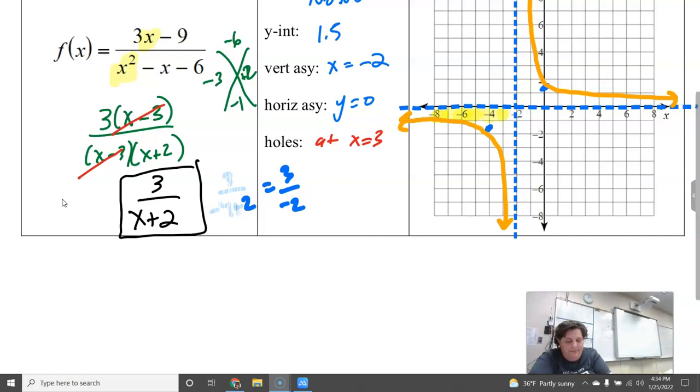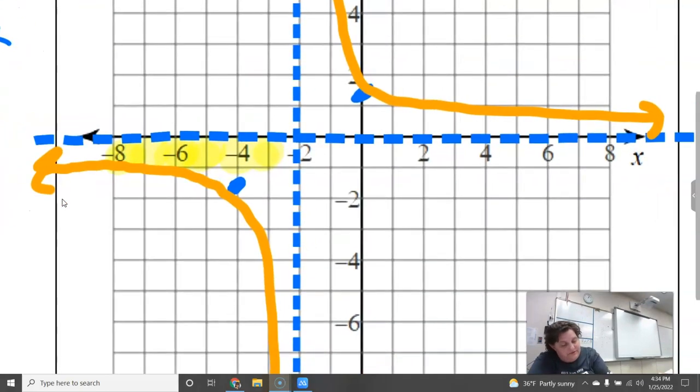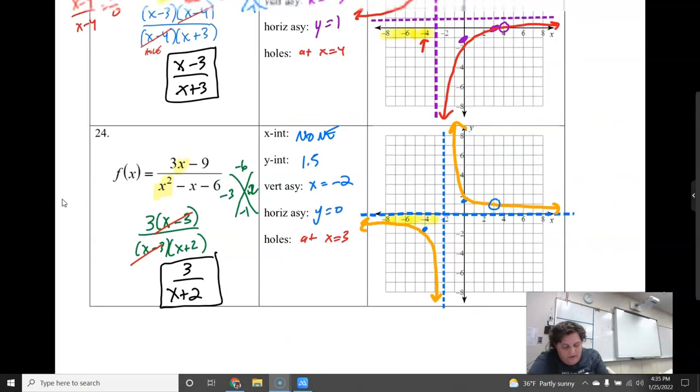And then the very last thing I need to do is there's a hole at x equals 3. So I go to x equals 3, put a hole in my graph. All right. So hopefully that makes sense. If everything there made sense to you, you guys are going to do awesome on this test. Okay? Great job.